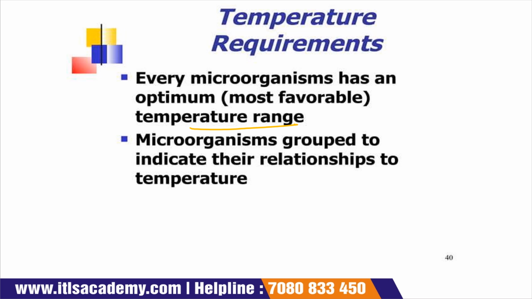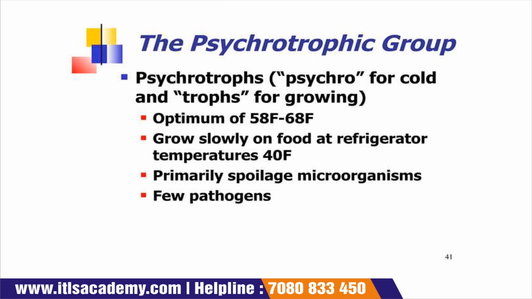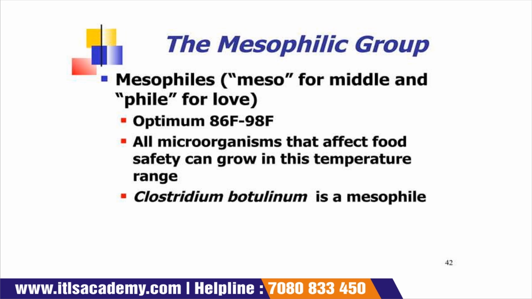Microorganism groups according to their relationship to temperature. Psychrotrophs can grow even at a low temperature. The word psychrotroph comes from two words: psychro, which indicates cold, and troph, growing. The optimum temperature is 58 to 68 degrees Fahrenheit, that is 14 to 20 degrees Celsius, and they grow slowly on food at a refrigerated temperature, that is 40 degrees Fahrenheit. Primarily they are spoilage microorganisms, and few of them are pathogenic.